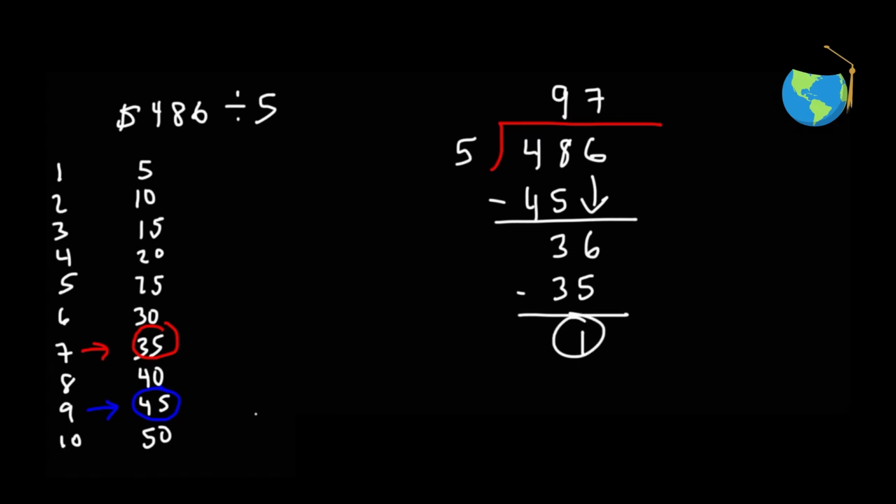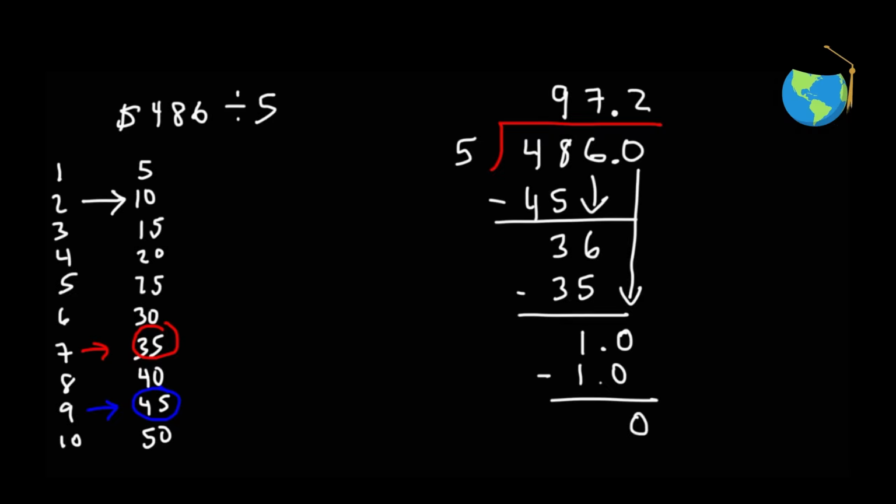Now 5 doesn't go into 1, so what we need to do is add a 0. So we need to add a decimal point as well. We're going to treat this as if it's 10, even though it's 1.0. So let's put a decimal point there. How many times does 5 go into 10? 5 goes into 10 2 times. So 5 goes into 1.0 0.2 times. 5 times 0.2 is 1. And now we have a remainder of 0.